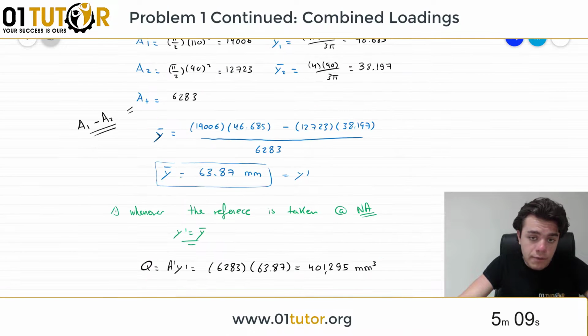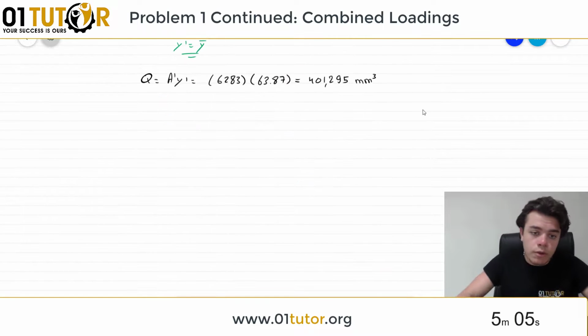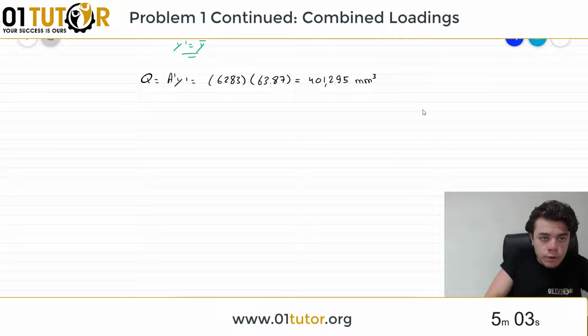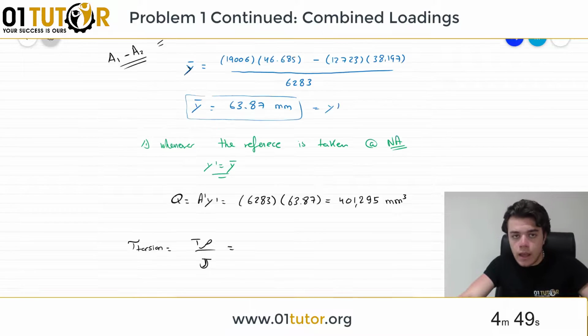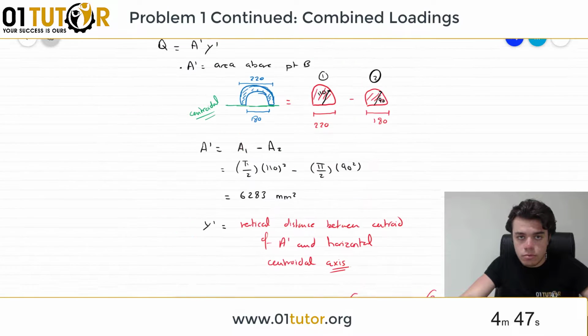Now, remember, we still have the effect of the torsion, which we didn't account for yet. So if we go in here and we put the shear stress due to the torsion, the formula is T multiplied by rho over J, where T is the torsion. Alright, and we have the torsion.